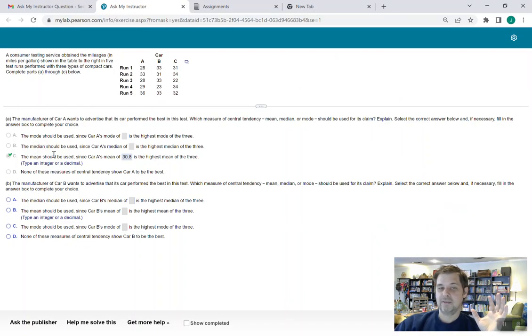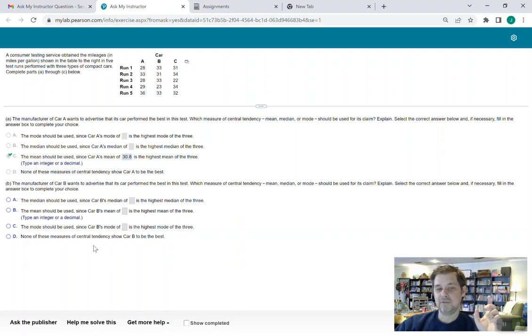The mean should be used since car A's mean of 30.8 is the highest mean of all 3 of these. We compared all 3 of the modes, all 3 of the medians, and all 3 of the means, and that's where car A came out ahead.